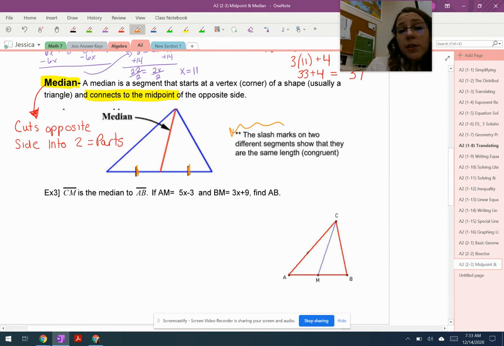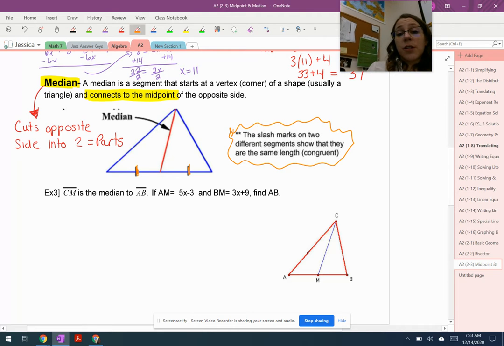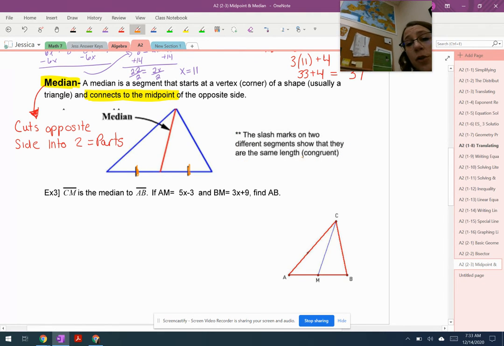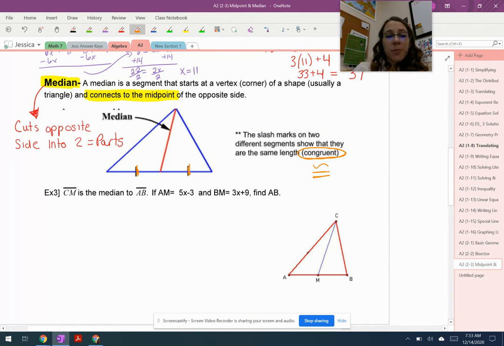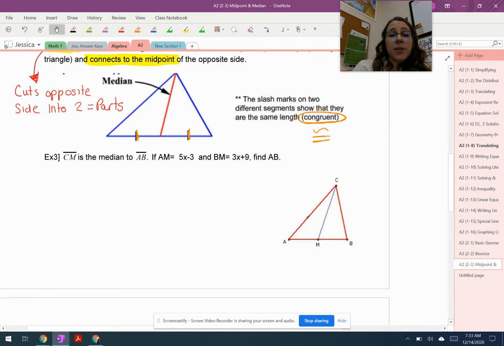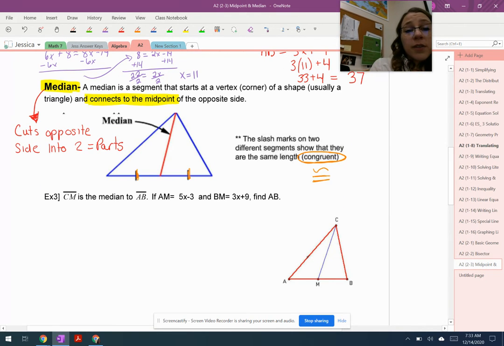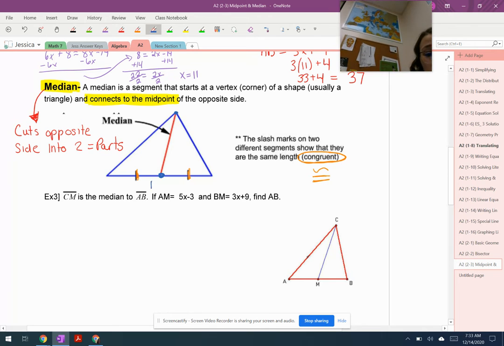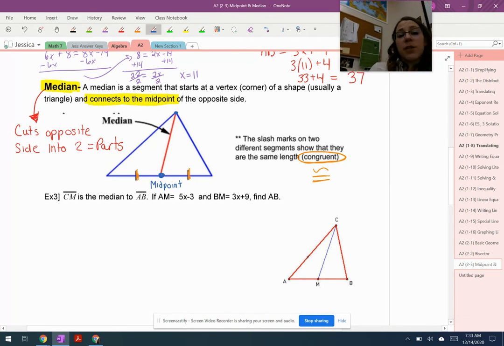Those slash marks just show that those segments are the same length, or that they are congruent. The symbol for congruent is just an equal sign with a squiggly line over the top of it. So we're going to be using that symbol a lot. When I'm talking about this median, it's starting from this corner up here and coming down to the midpoint. This point right here is the midpoint, which means those two pieces are equal.